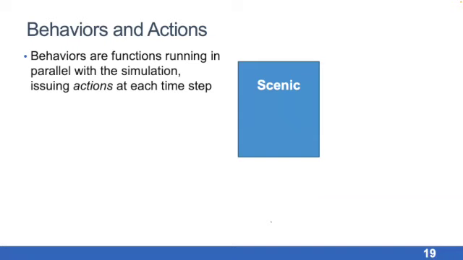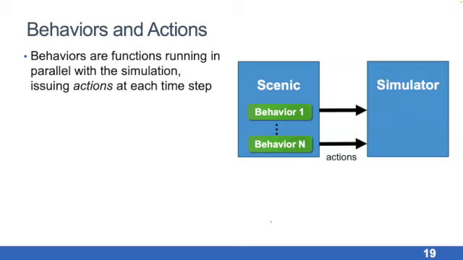So what this looks like in a diagram is we have Scenic, we have behaviors for various agents running inside Scenic. Every time step, Scenic gathers up the actions that the agents want to take. These could be things like applying brake or changing the steering, something like that. Sends those over to the simulator that you're using.